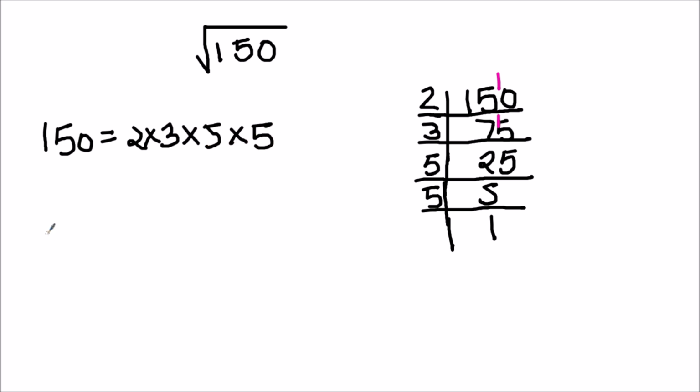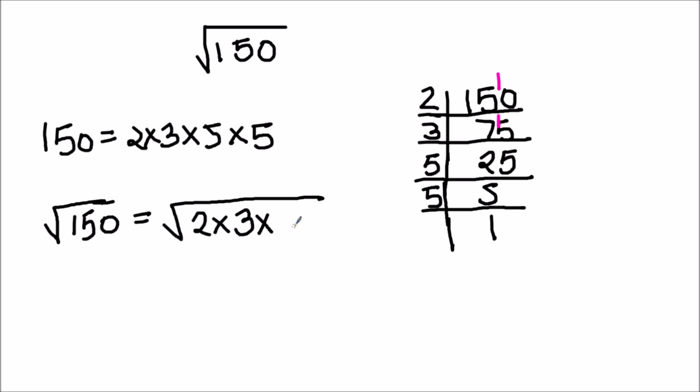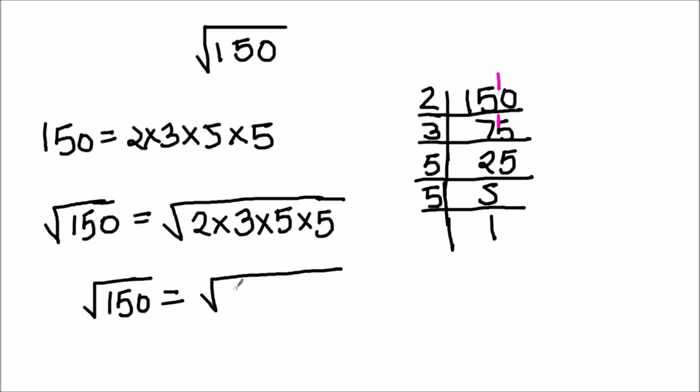Now for finding the square root of 150, we are going to take the square root on both the sides. Square root of 150 will be square root of 2 times 3 times 5 times 5. So square root of 150 is, in exponents form, we can write it as 2 times 3 times 5 square.